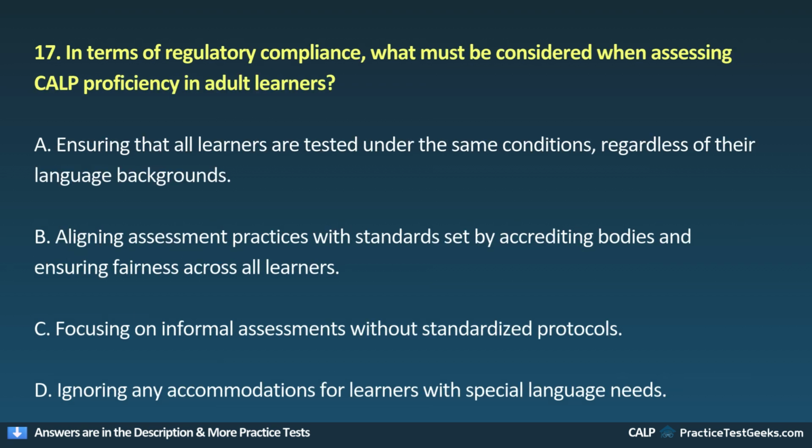17. In terms of regulatory compliance, what must be considered when assessing CALP proficiency in adult learners? A. Ensuring that all learners are tested under the same conditions regardless of their language backgrounds. B. Aligning assessment practices with standards set by accrediting bodies and ensuring fairness across all learners. C. Focusing on informal assessments without standardized protocols. D. Ignoring any accommodations for learners with special language needs.